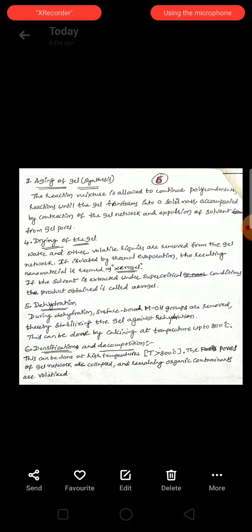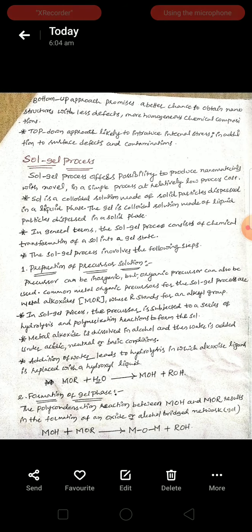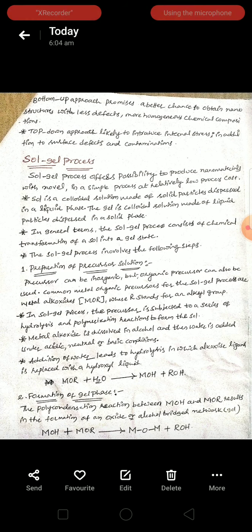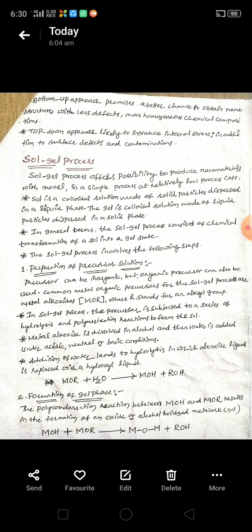Here the sol is converted into a gel. I will repeat the sol gel process once again. What is meant by sol gel is very important for your examination. They will compulsorily ask this question: sol gel method or sol gel process.